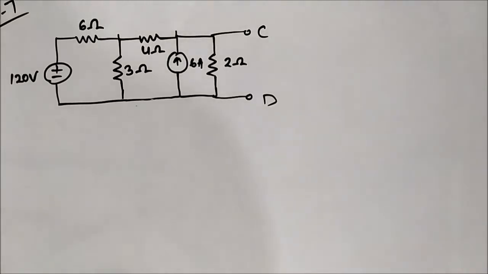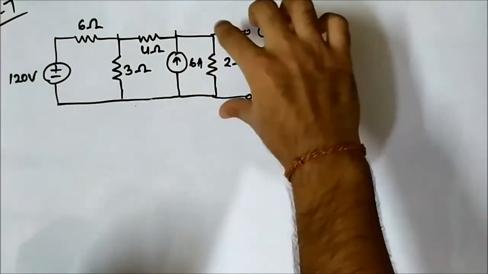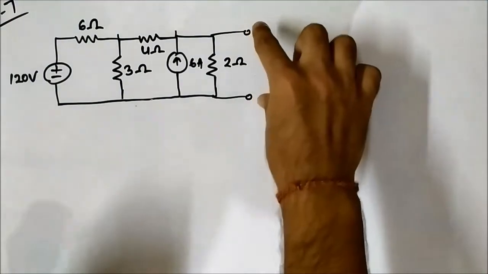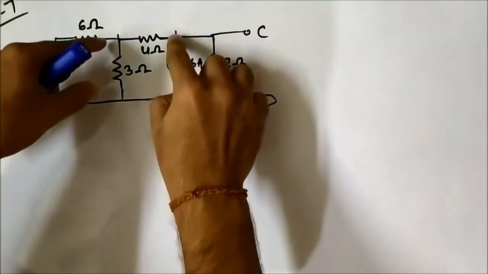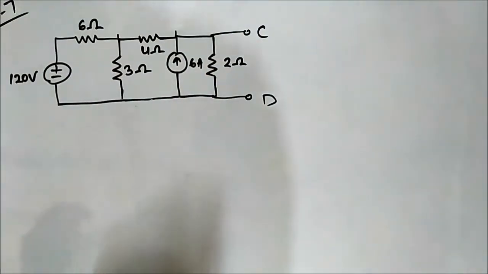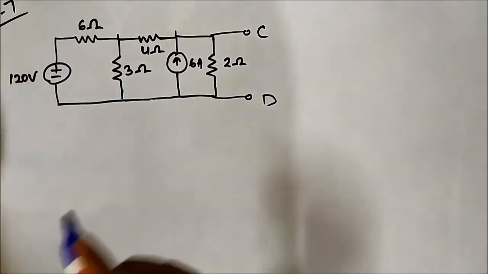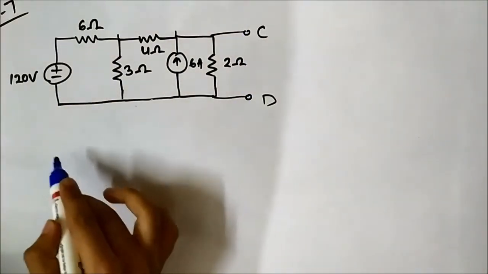So this is the seventh question related to application of Norton's theorem to electrical circuits. We have taken the same circuit which we did in question number 6, but here we have to find the Norton equivalent circuit across these two terminals C and D. In question number 6 we did it across terminals A and B. Here we will do it across the terminals C and D. First we have to determine the Norton current by short circuiting these two terminals.